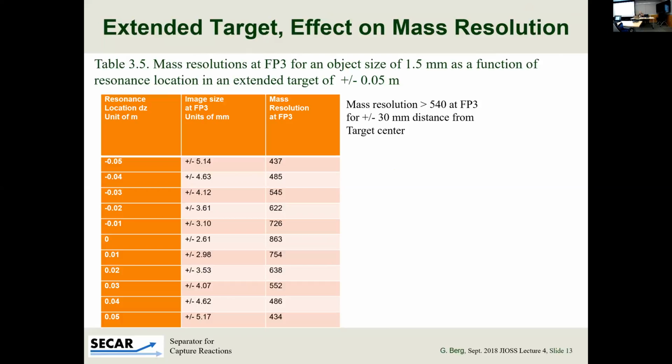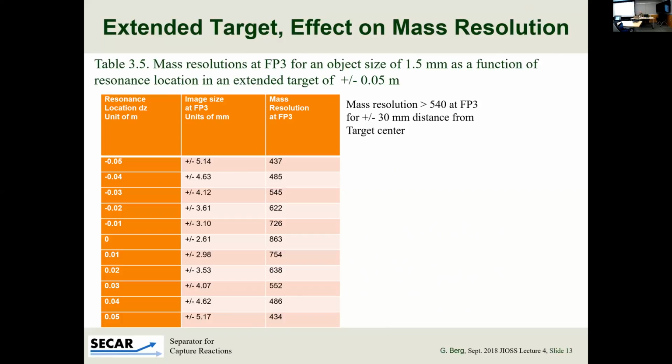In the extended target, you have, say, a 10 centimeter tube. You don't have a jet, which is limited to 2 or 3 millimeter in all directions, but it's 10 centimeter long. So even if the reaction doesn't happen in the center of that cell, it may still be within the energy loss and different energies along that 10 centimeter. Okay, so the extended target.